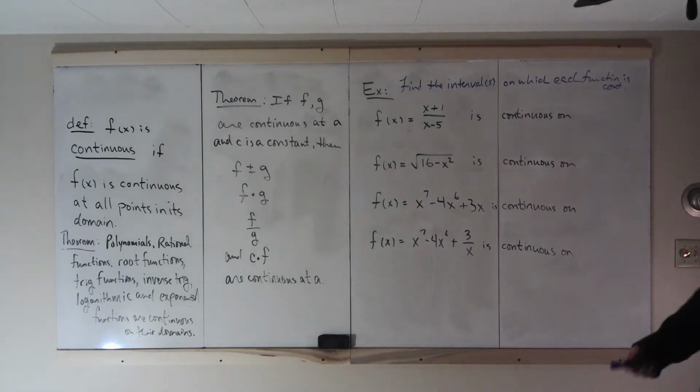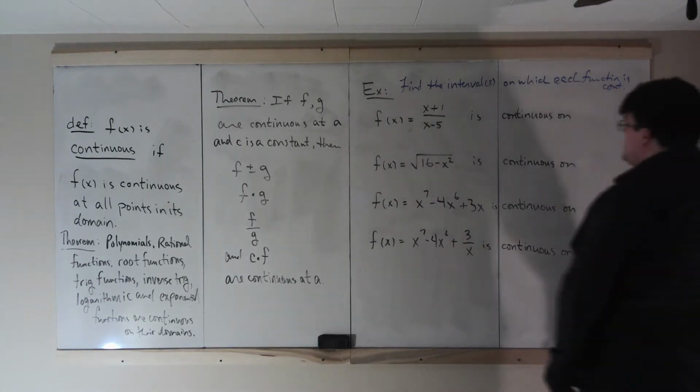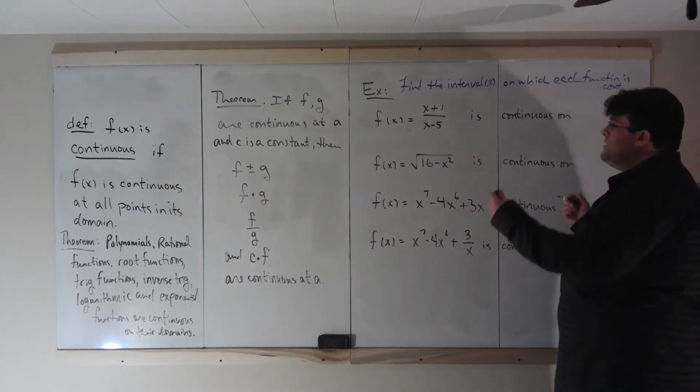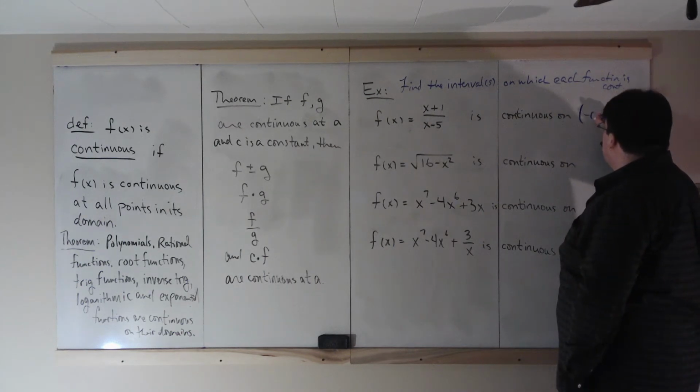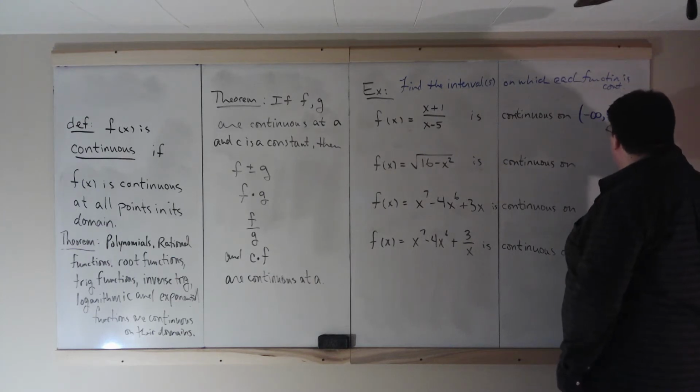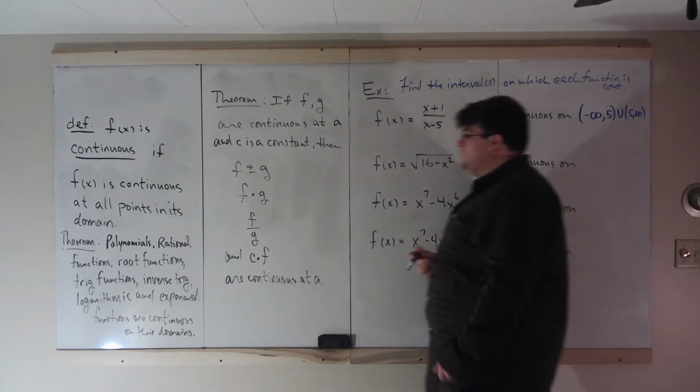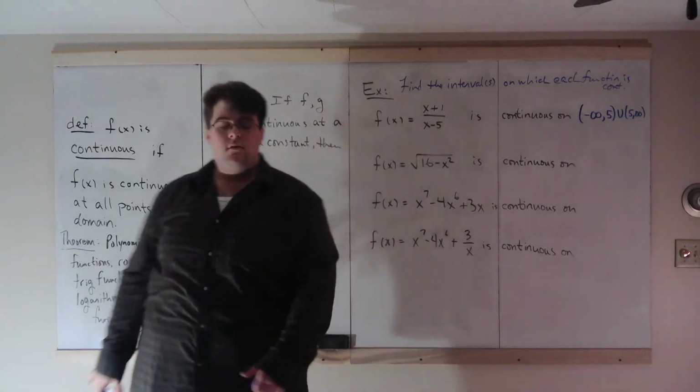Well, what's the domain of a rational function? The domain of a rational function is everywhere except where the denominator is 0. The denominator is 0 at 5. So it's continuous everywhere else. It's continuous on its domain.